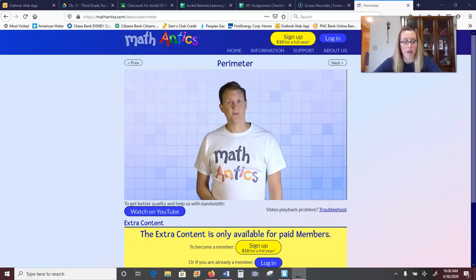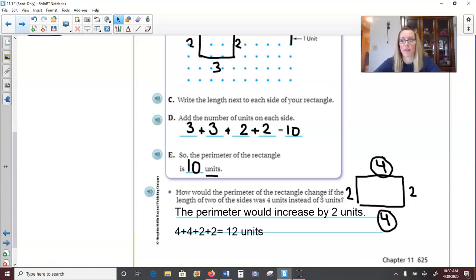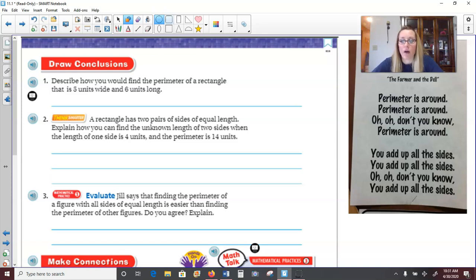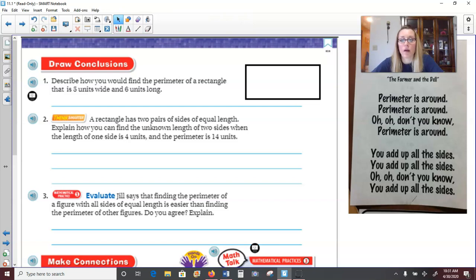All right, so I'm going to pause him there and get back to our math lesson. And so on the next page, we are going to draw conclusions. They don't give us a picture, but I am a very firm believer in drawing pictures to help us visualize what it is that they are asking us to do. So it says to describe how you would find the perimeter of a rectangle that is 5 units wide and 6 units long. So I'm just going to draw a rectangle here, and I'm going to label my units that they gave on the sides.